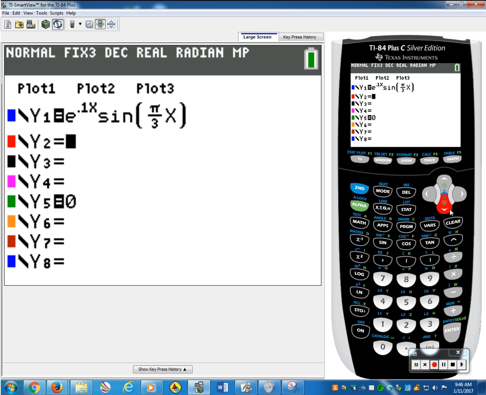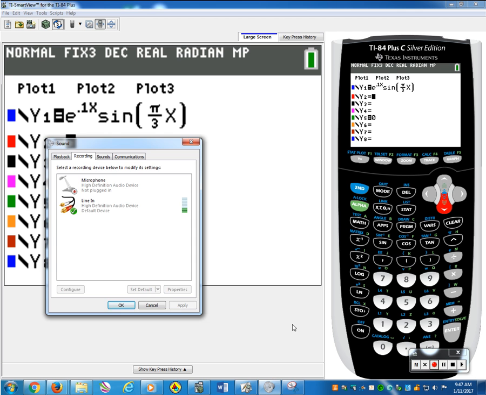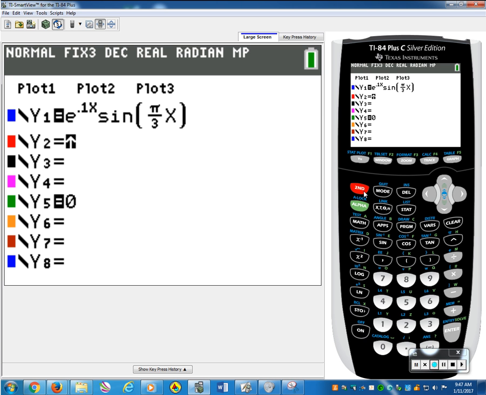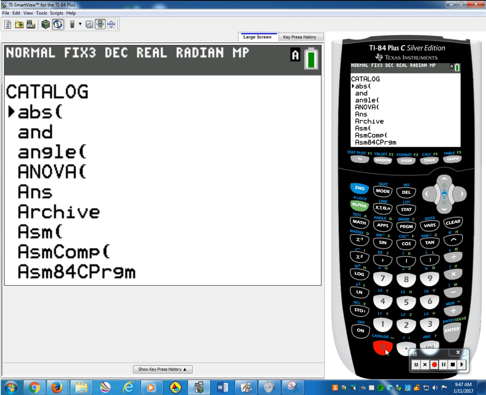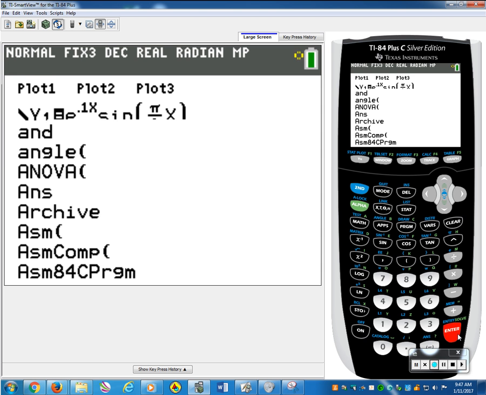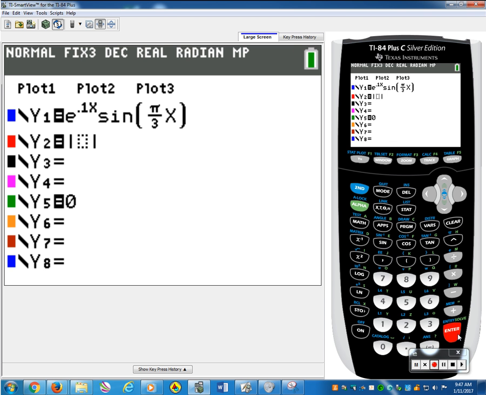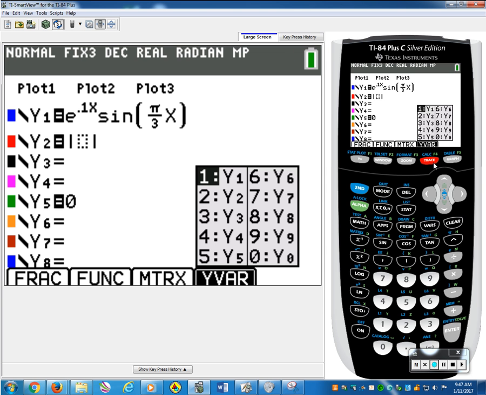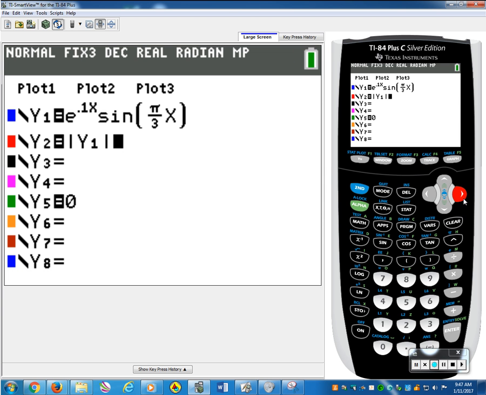The absolute value on the 84 is found in several places, but the place I like best is to hit second and catalog. Catalog is right on the 0 key. Absolute value is the first one in the list. So just press enter. And now I want it to be absolute value of y1. So say alpha f4, choose y1. Inspire is different, but most people were able to find it. If you can't, just ask, I'll help you.